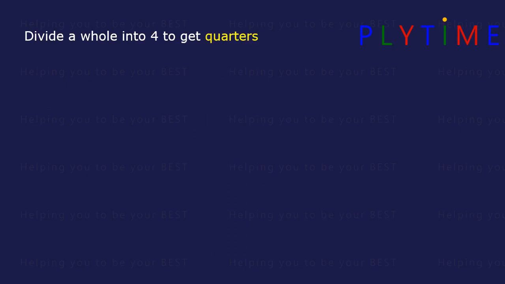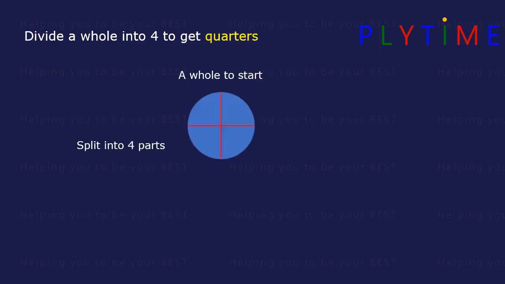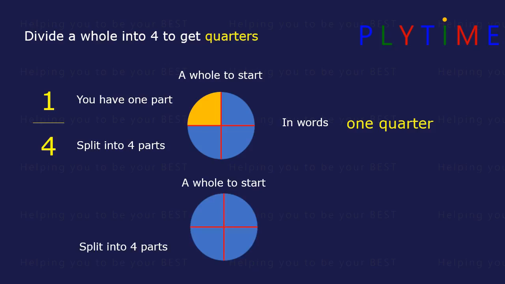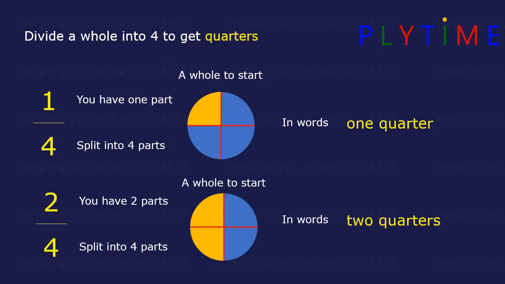We can divide a whole into 4 to get quarters. We have a whole to start, split into 4, 4's the denominator, add the dividing line, we have one part, 1's the numerator. This in words is 1/4. If we have a whole to start, split into 4 parts, 4's the denominator, add the dividing line, this time we have 2 parts, 2 is the numerator. In words this is 2/4.